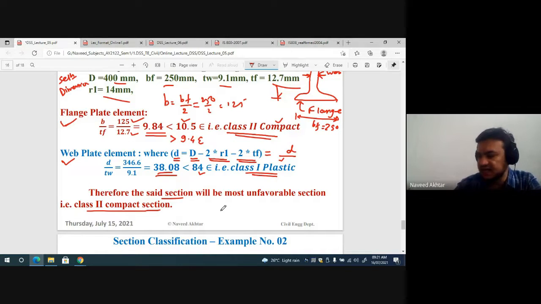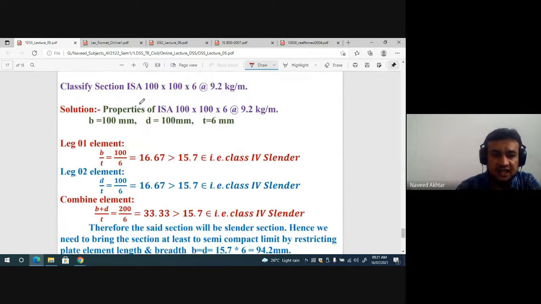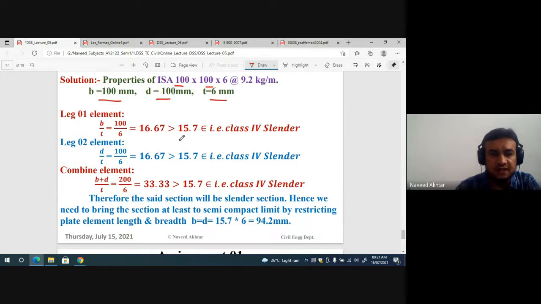Similarly, there are other examples, for the ISA 100 by 6. The properties of ISA 100 by 6 are given: B is 100, D is 100 and T is 6. Here, b by t, 100 by 6 is 16.5, which is more than 15.7. So that is again class 4 slender.